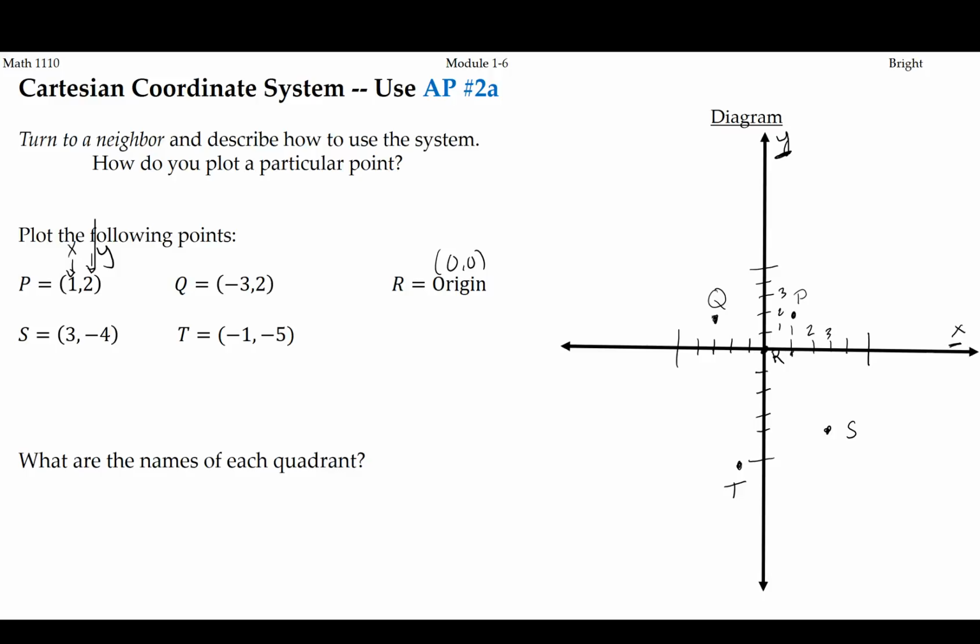And just one last question for you to all consider is, what are the names of each quadrant? So the number lines divide the whole plane into 4 pieces. So what is a label for this quadrant in the upper right, upper left, and lower right? Pause the video and see if you can answer that for yourself.